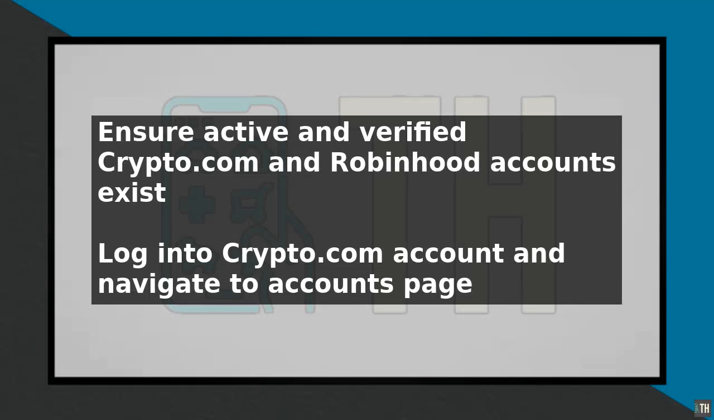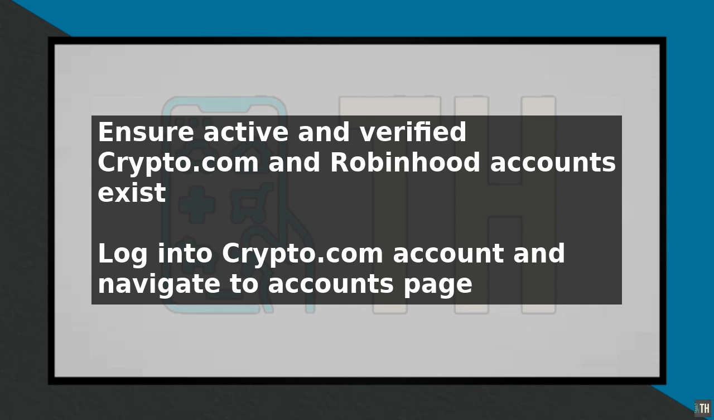To transfer crypto from Crypto.com to Robinhood, you need to follow a series of steps. First, ensure you have a Crypto.com and Robinhood account, and that both accounts are active and verified. Start by logging into your Crypto.com account and navigating to the Accounts page. Here, you will see a list of all your available cryptocurrencies.